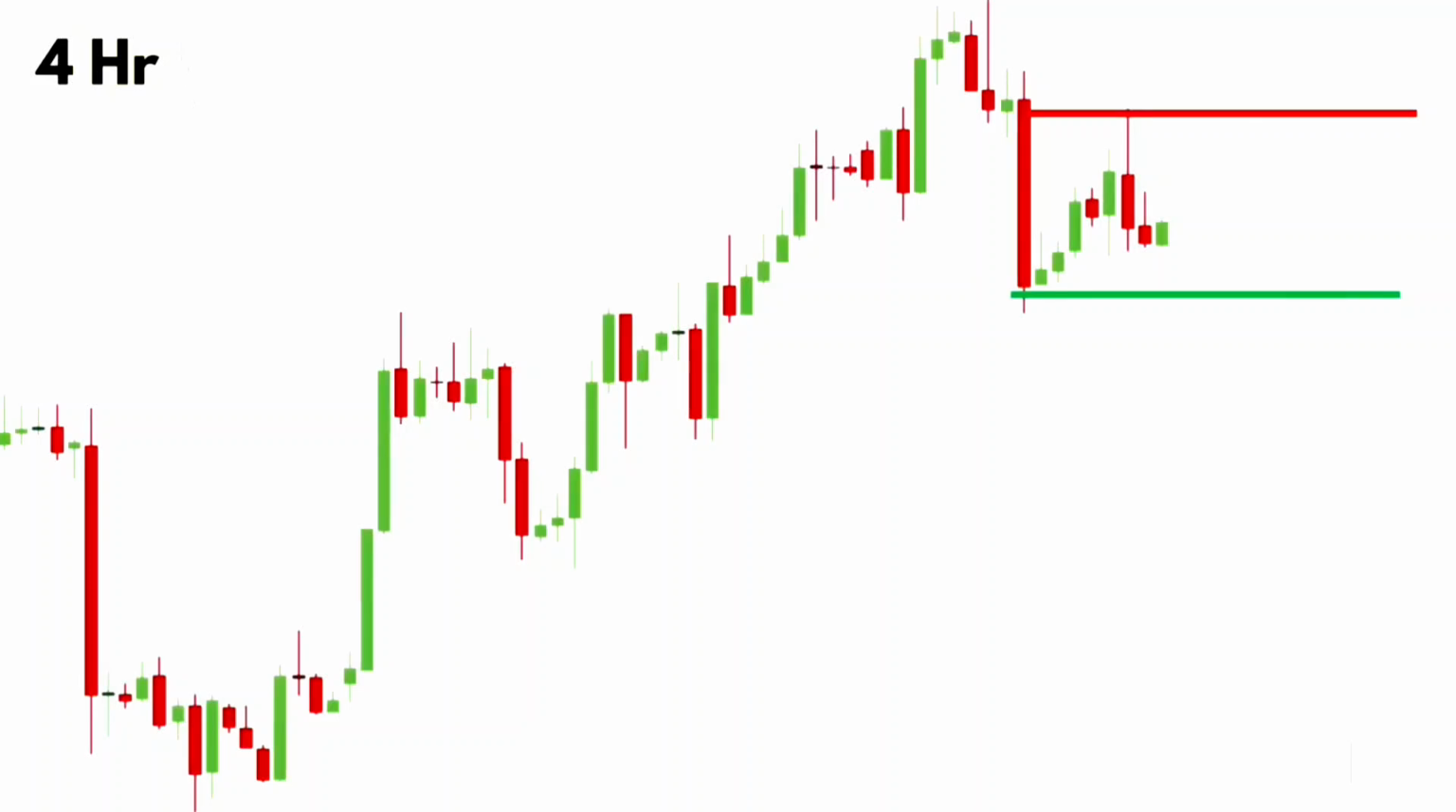First, we will let the market decide which direction it wants to go in. At this time, the market can go either way. It can either continue its trend or it can reverse down from here.